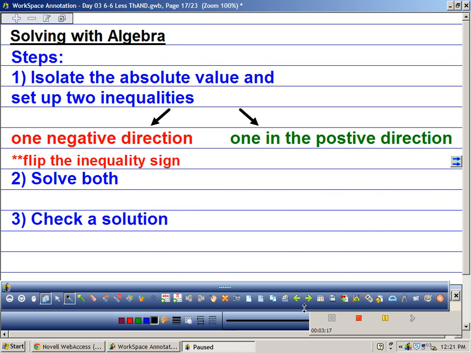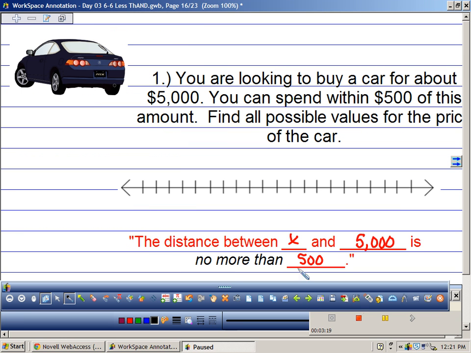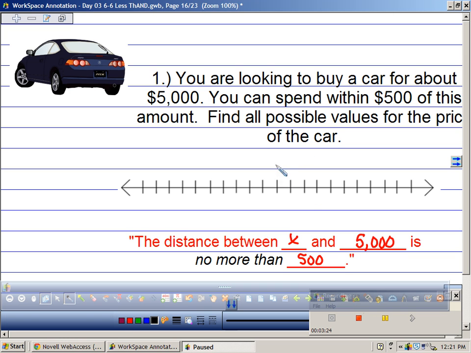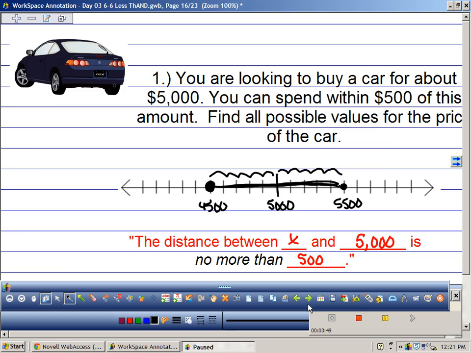And if we go back and look, oh, we didn't plot this one. That wasn't good. Let's say 5,000 is right here. So 1, 2, 3, 4, 5. This would be 5,500. And 1, 2, 3, 4, 5. This would be 4,500. So all the values in between.